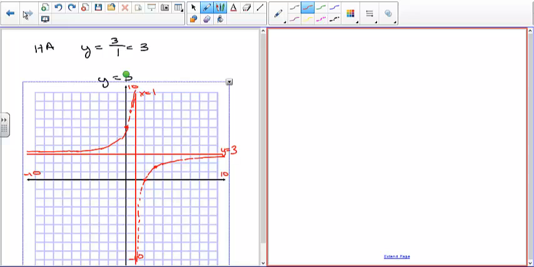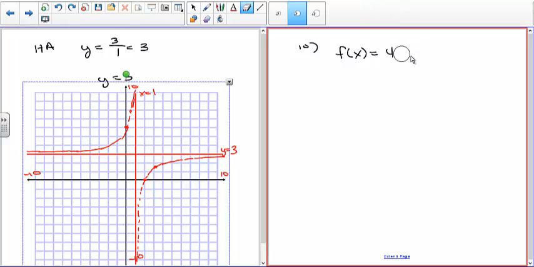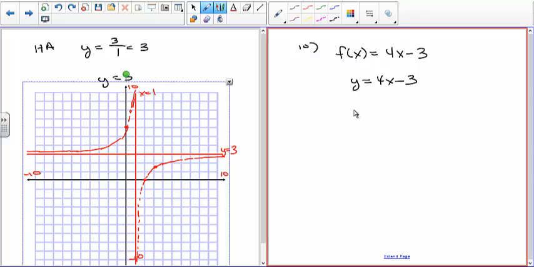Okay. The last 4 problems. Number 10, find the inverse. So we went through this procedure. The first thing you do is replace f of x with y. Then you switch x and y. Y becomes x, x becomes y. And then you solve for y.